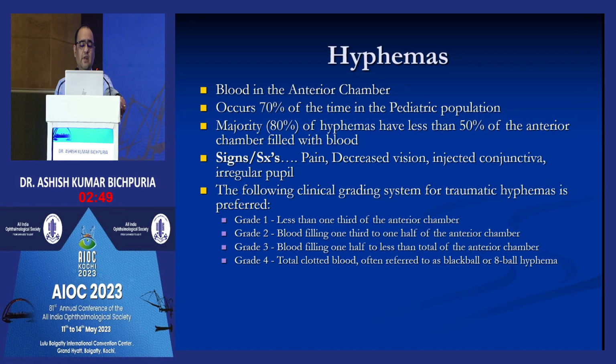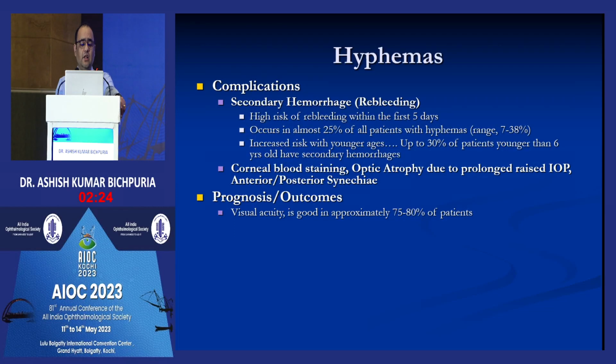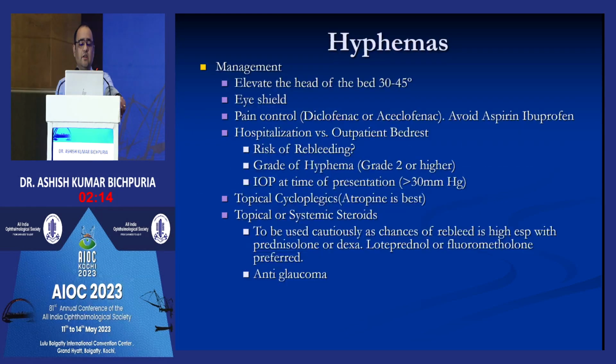Now comes to hyphema. Blood in the anterior chamber occurs 70% of the time in the pediatric population. Majority of hyphema have less than 50% of the anterior chamber filled with blood. Signs and symptoms: pain, decreased vision, injected conjunctiva. The following clinical grading is there. Grade 1, less than 1/3 of the anterior chamber. Grade 2, 1/3 to half. Grade 3, half to less than total. And then grade 4 is 8-ball hyphema. Now the complications of hyphema may be secondary hemorrhage, corneal blood staining, optic atrophy due to prolonged raised IOP, anterior and posterior synechiae. Prognosis is usually good if the hyphema grade is low.